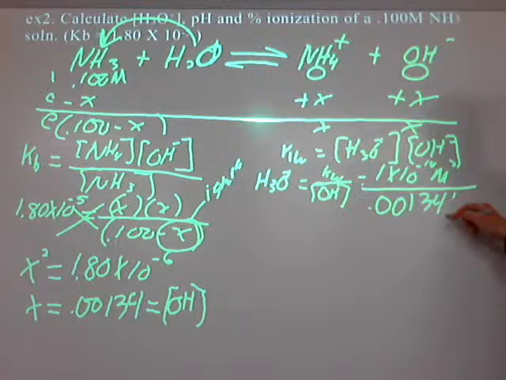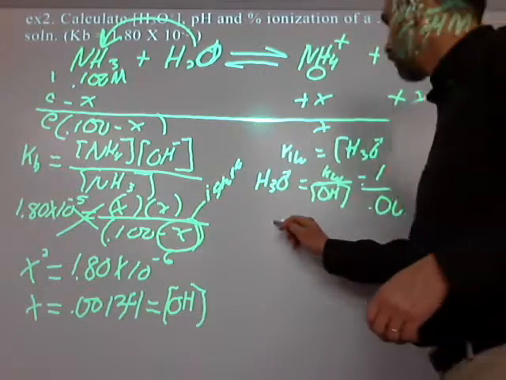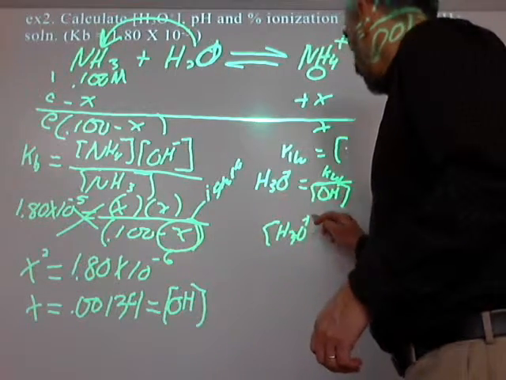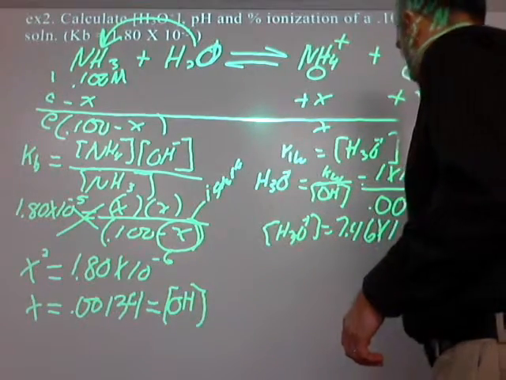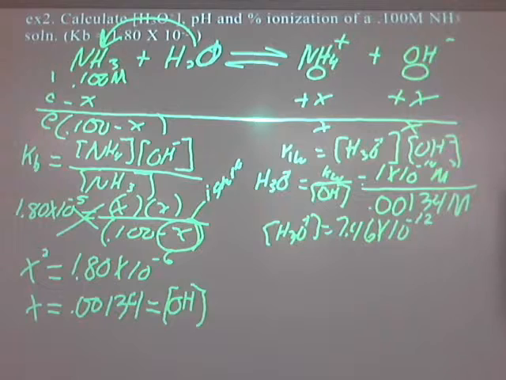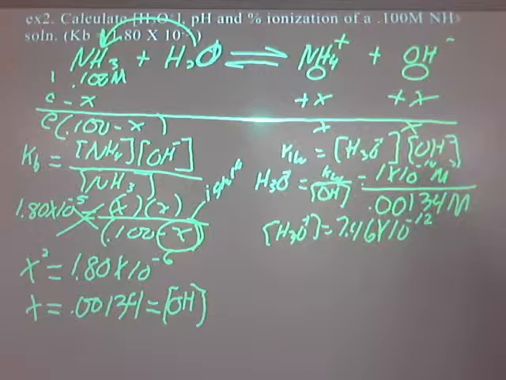Is that correct? That look good to everybody? And what's your hydronium? 7.46 times 10 to the negative 12. Everybody else get 7.46 times 10 to the negative 12? Okay, we all got it. We're almost done. Somebody else should double check. That's right.